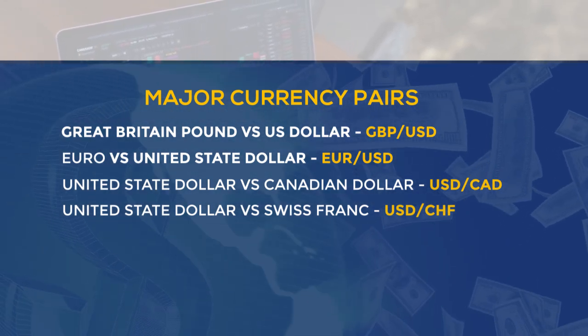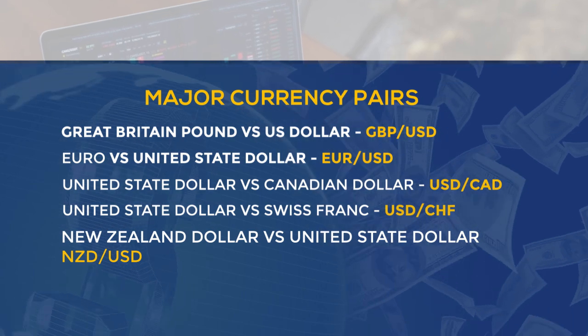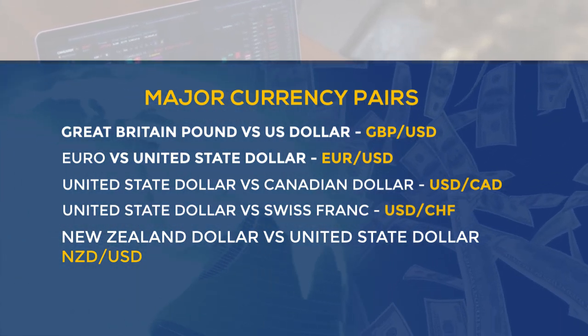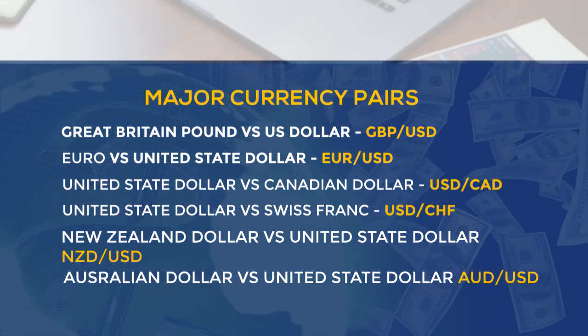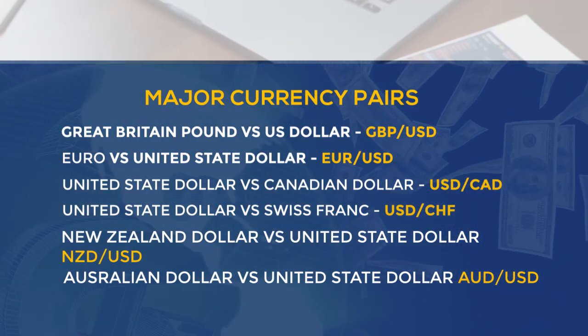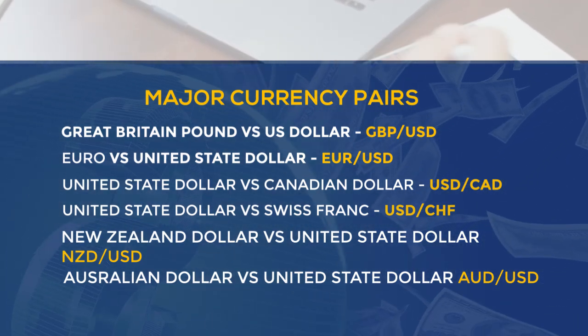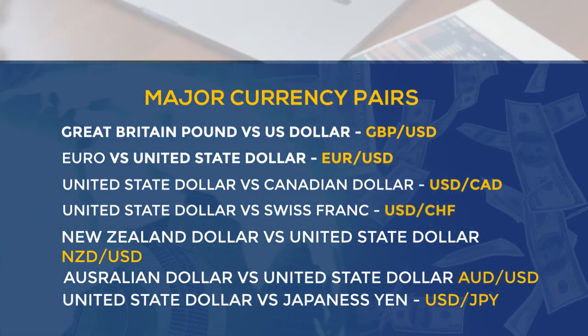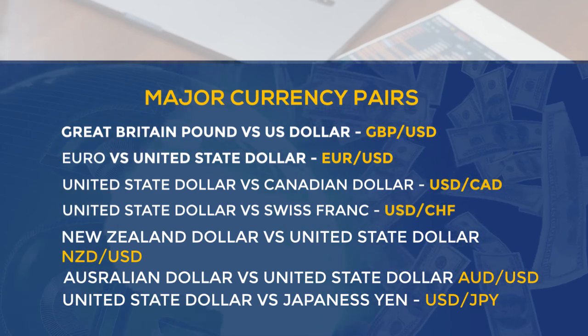And further, we have the New Zealand dollar versus the US dollar, represented by NZD USD. We have the Australian dollar versus the United States dollar, represented by AUD USD. And finally, we have the US dollar versus the Japanese yen, represented by the abbreviation USD JPY. That has to do with the major currencies.